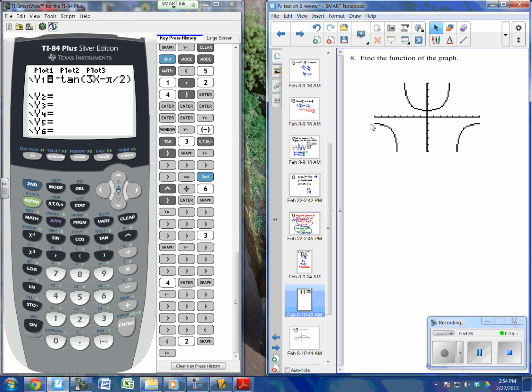And it looks to me that you only have one cycle. If you count half of that one and half of that one, you only got one cycle between 0 and 2 pi. So I'm thinking that this is going to be y equals secant of k x, and it's going to be 1/2 x. That's what I think it is.